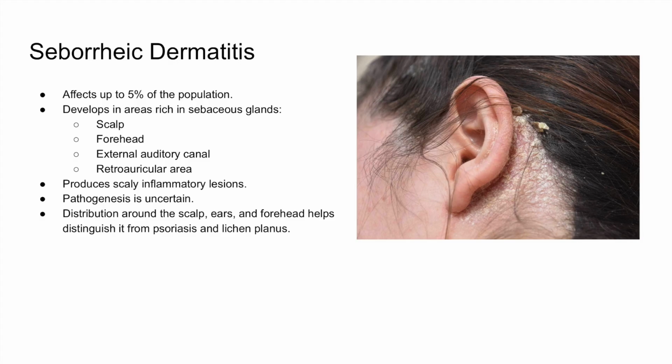Distribution is the major diagnostic clue here, so greasy scale around the scalp, face, and ears favors seborrheic dermatitis, while sharply demarcated silvery plaques on extensor surfaces favor psoriasis. So treatment commonly includes a topical antifungal, sometimes combined with a brief anti-inflammatory therapy.